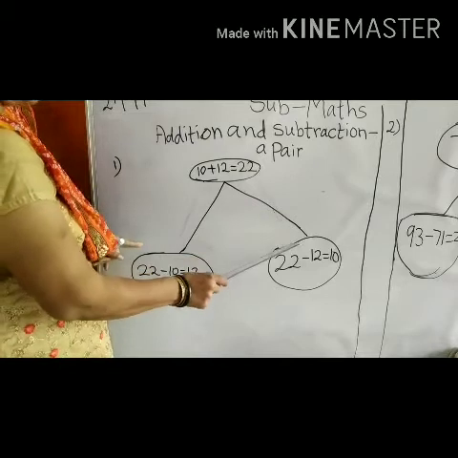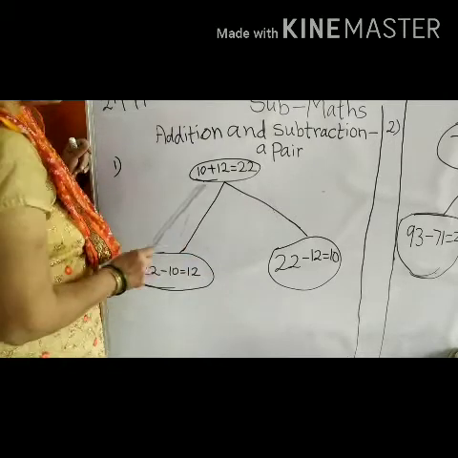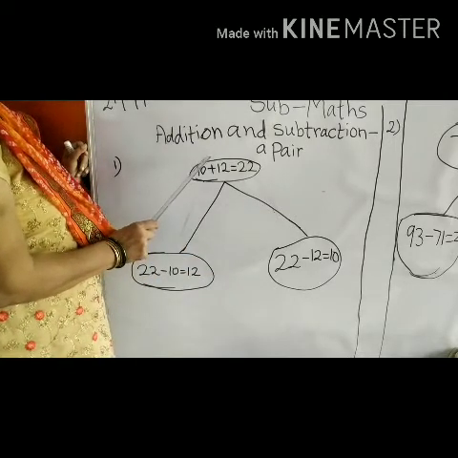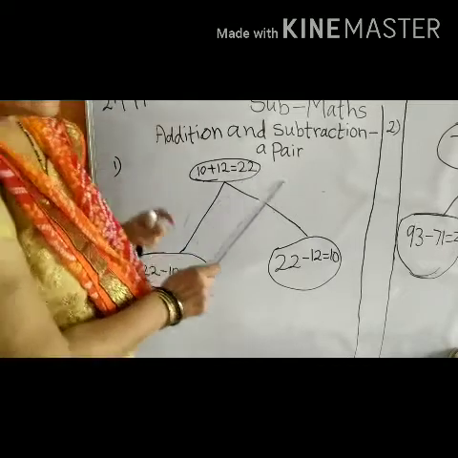You are going to make a pair using the given numbers over here. Okay, now I will show you one more sum. Let us go to that side.